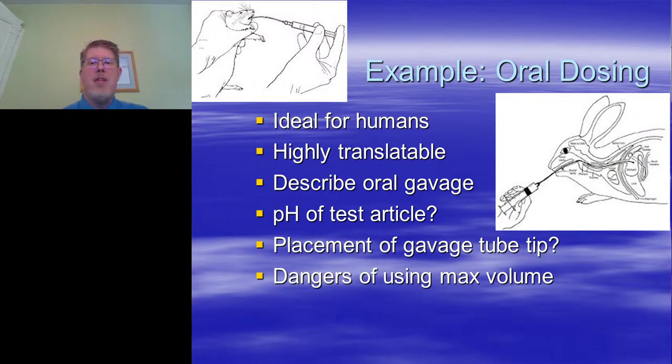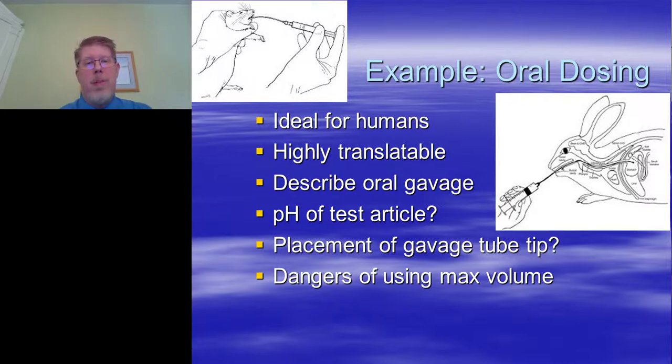So here's one of my favorite examples, because it's one of the simplest things that we do in lab animal. It's dosing. We do oral gavage, which if we can do it, that's what we're going to want to do. It's fairly straightforward. Technically, it's ideal for translatability because most of your medicines, most of your molecules are going to be administered orally if at all possible.